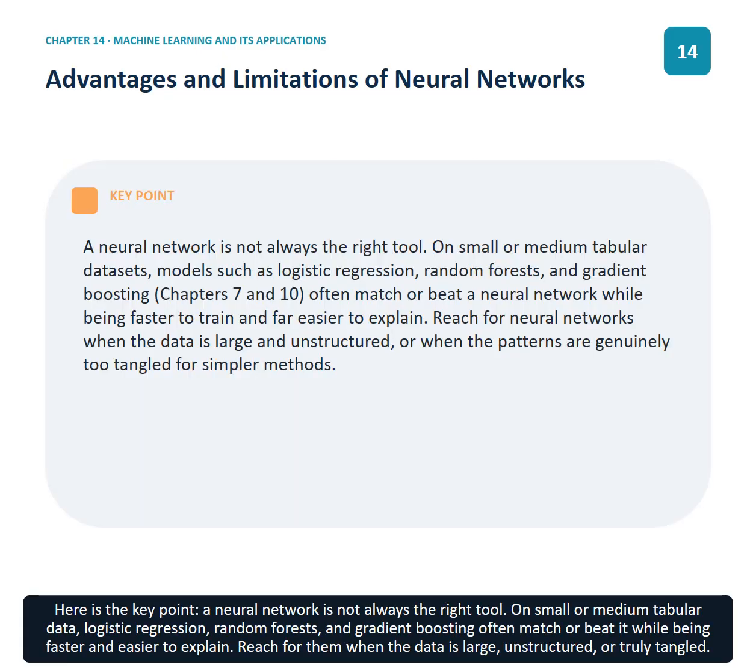Here is the key point. A neural network is not always the right tool. On small or medium tabular data, logistic regression, random forests, and gradient boosting often match or beat it while being faster and easier to explain. Reach for them when the data is large, unstructured, or truly tangled.